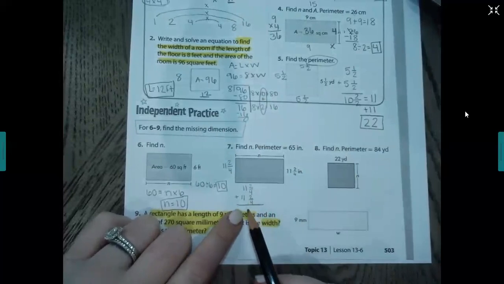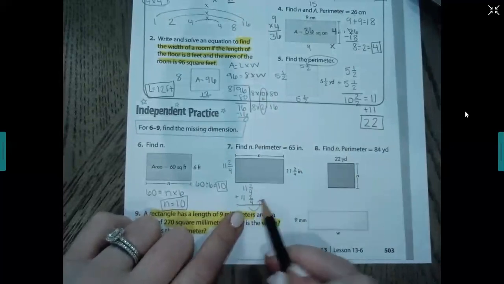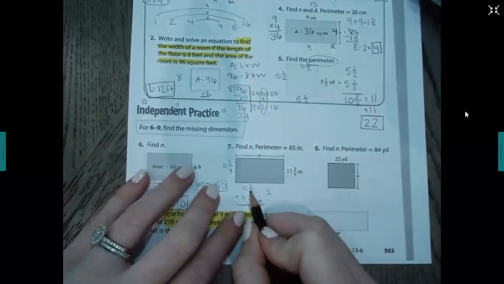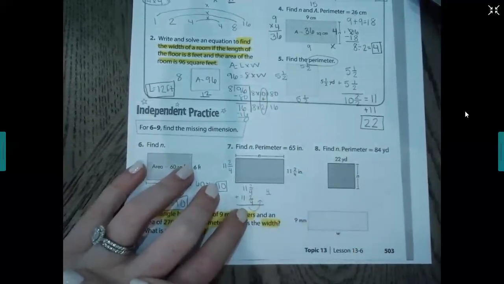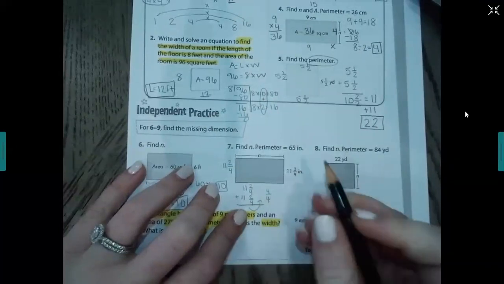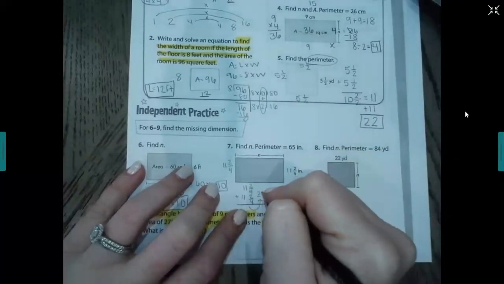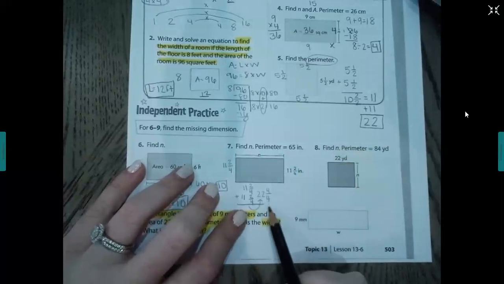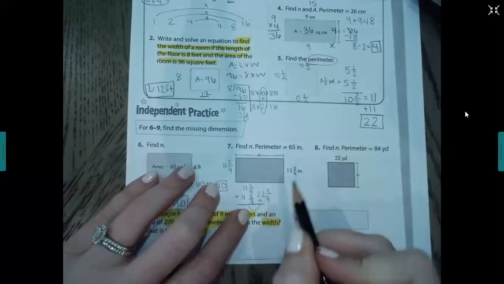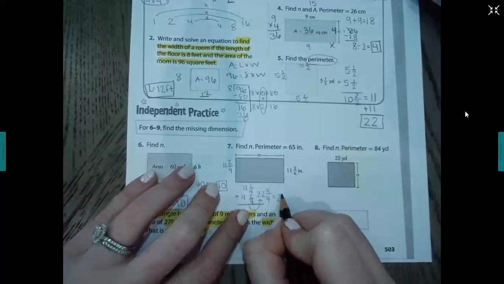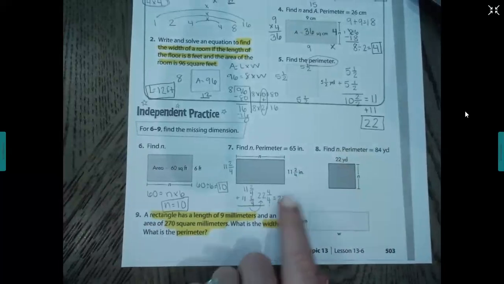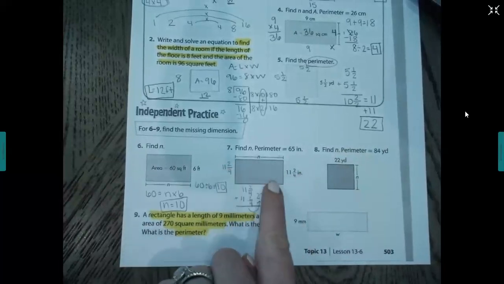It's going to be kind of cramped, so I'm just going to do it over here. 2 plus 2 is 4. My denominator stays the same. 11 plus 11 is 22. Well, 4 over 4 is a whole. Add the whole to 22. So that equals 23. Well, I have 23 with these two sides.